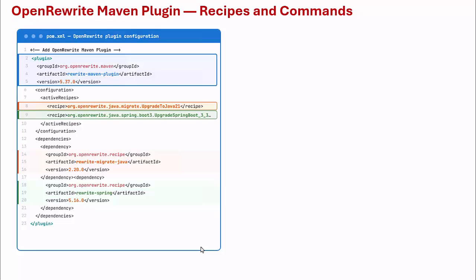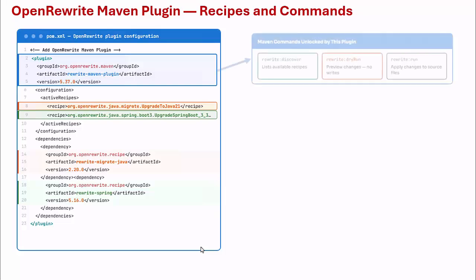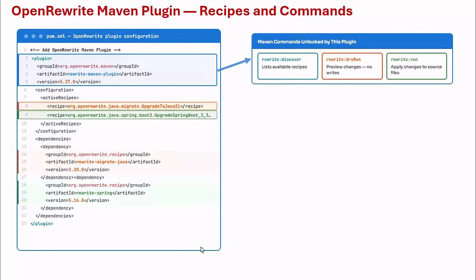So here I'm showing the complete OpenRewrite plugin block that we just saw, inside build, inside plugins, the rewrite Maven plugin. This is basically the execution engine. Now adding this unlocks three Maven commands: rewrite:discover, which can list the available recipes; rewrite:dryRun to preview the changes before anything is written; and finally rewrite:run to apply all these changes. But the plugin on its own does nothing. It needs to know what transformations to apply. That is what this active recipes block does.